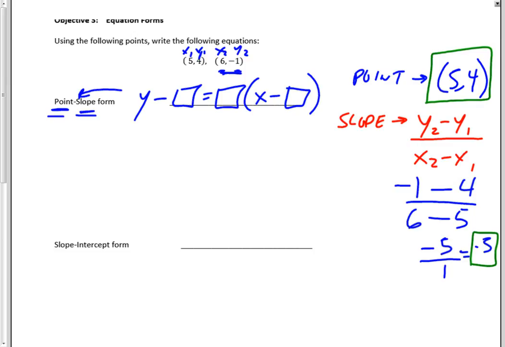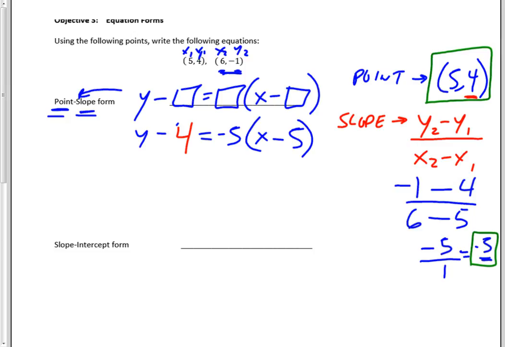Just start entering numbers. What do I put in this spot? Go over here. You're using this information. 4. Let me put that in red. Where did that come from? That came from the point, that 4 over there. You put -5 equal, what goes here? -5. That came from over here. x minus 5, you're done. But that's what we saw.